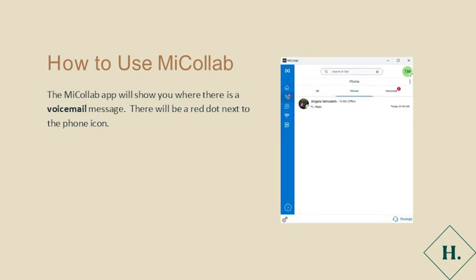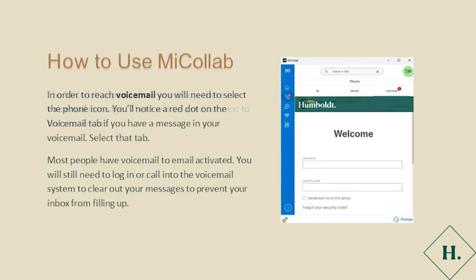The MyCollab app will show you where there's a voicemail message. There will be a red dot next to the phone icon. In order to reach voicemail, you will need to select the phone icon. You'll notice a red dot on the voicemail tab if you have a message in your voicemail. Select that tab. Most people have voicemail to email activated. You will still need to log in or call into the voicemail system to clear out your messages to prevent your inbox from filling up.